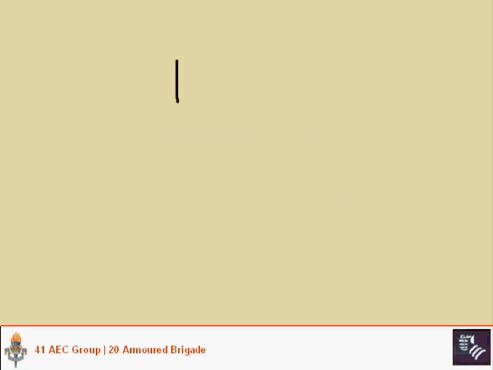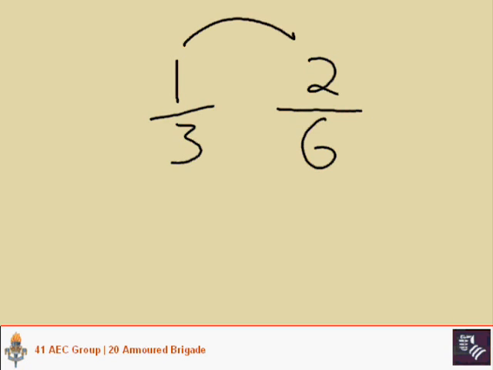Did you notice that both the top and the bottom have been multiplied by 2? So, as you can see on the board, 1/3 times 2 is 2/6. The 1 times 2 equals 2. The 3 times 2 equals 6. By multiplying by 2 on the top and the bottom, we're multiplying by 1, the whole pizza each time.